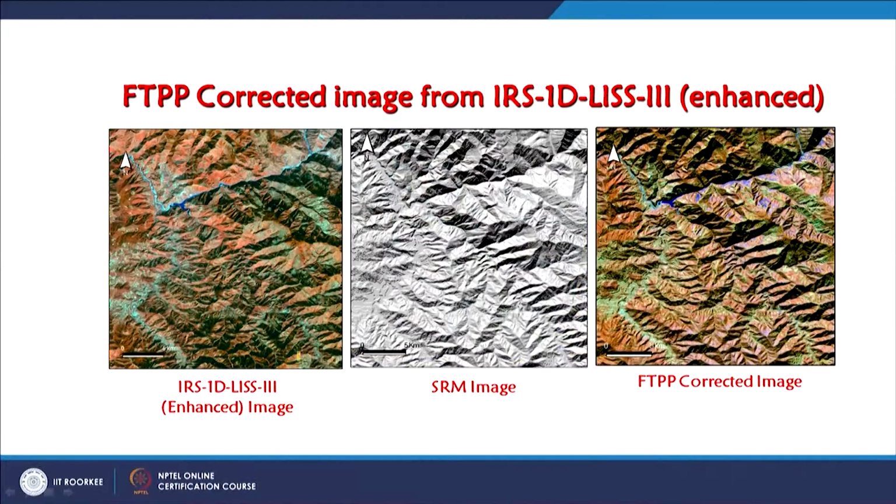All three things together. This is the input image which is suffering from FTPP. Of course, this is a false color composite. This is the shaded relief model having solar illumination from the northwest direction, whereas in the original image the sun azimuth is in the southeast direction. And when we do this transformation, we have the sun in the northwest direction, north is upward, but still we are not having FTPP in this image.